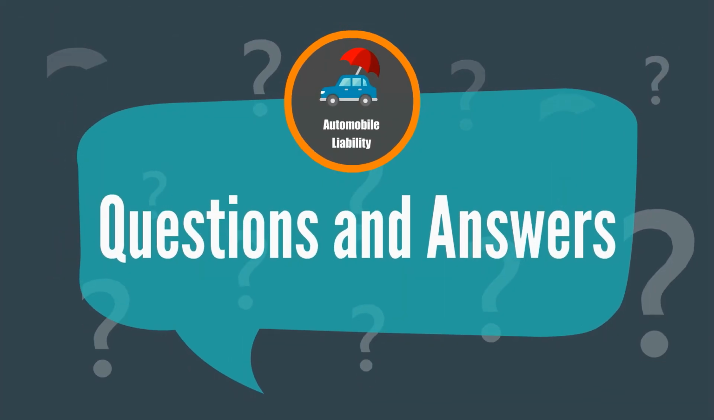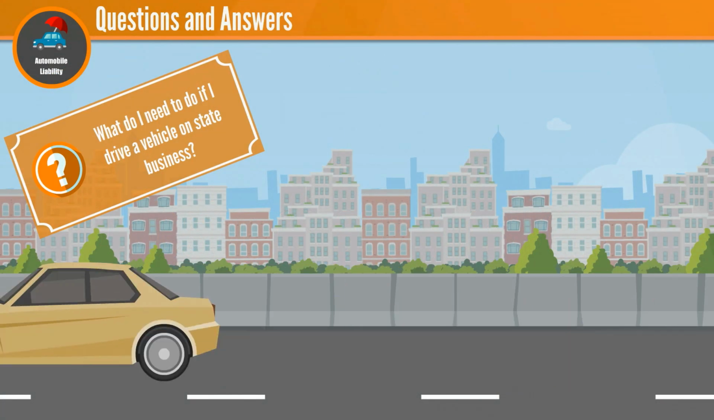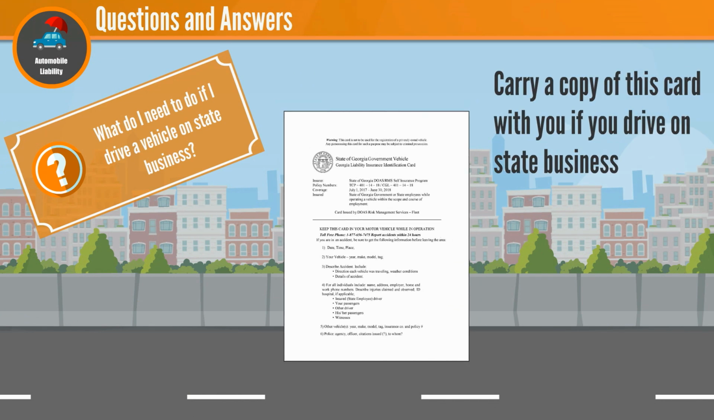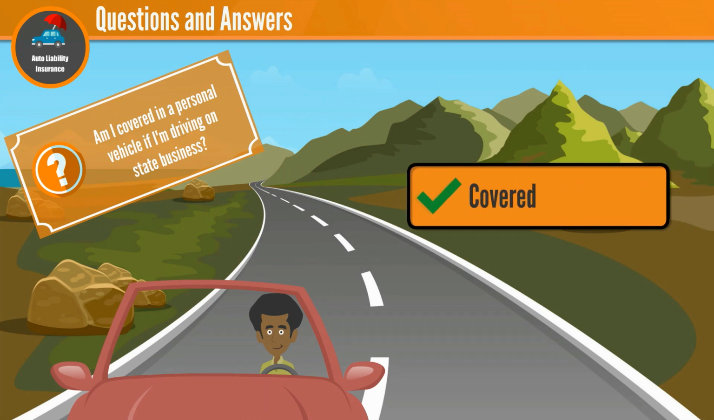Automobile Liability Q&A. What do I need to do if I drive a vehicle on state business? You will need to bring a copy of the identification card with you when driving on state business. A card can be located on our website under Risk Management Forms. Am I covered in a personal vehicle if I'm driving on state business? From a liability standpoint, you are covered.